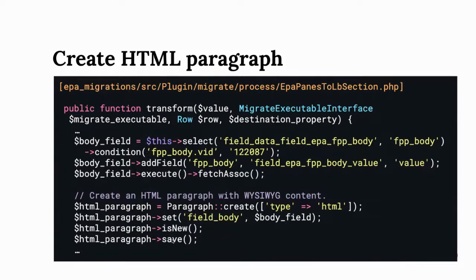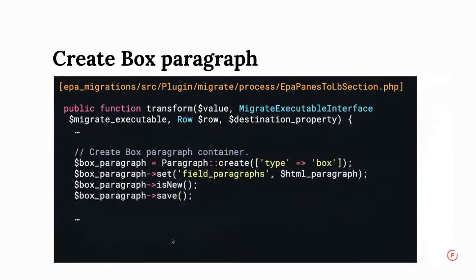So now that we have the HTML paragraph, we can create the box paragraph. Very similar. Type is box. The field paragraphs is that HTML paragraph that we created. And then we're going to save it.